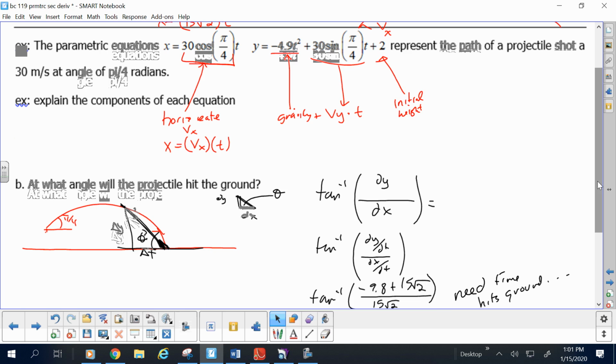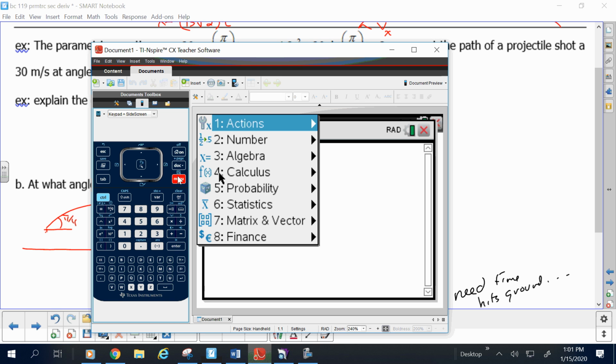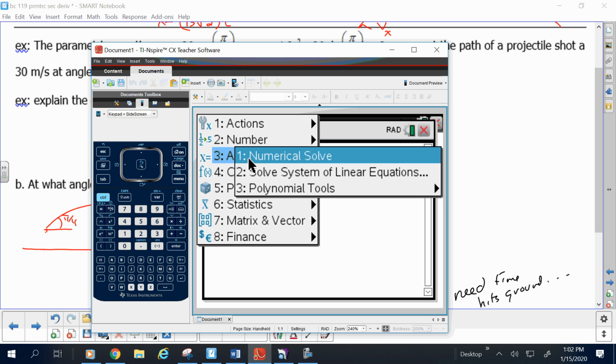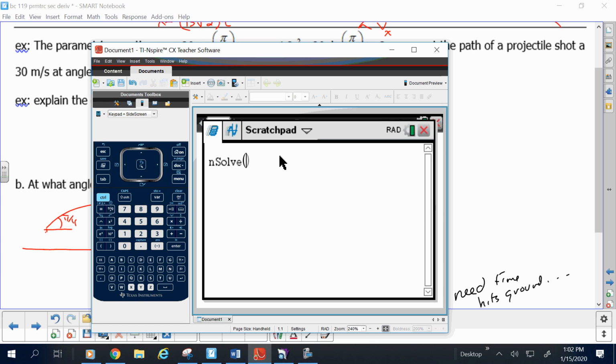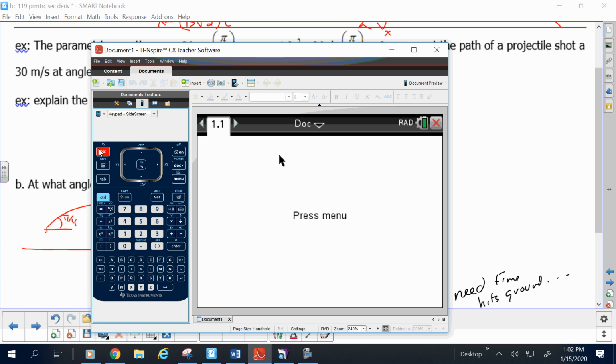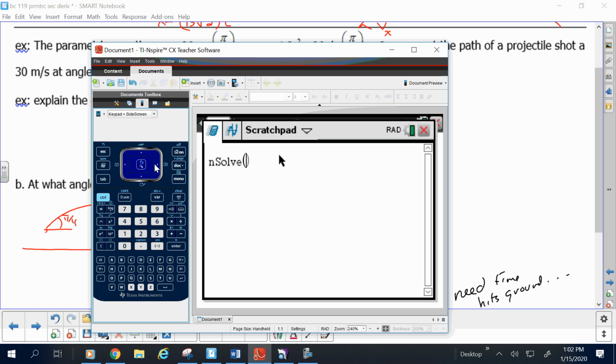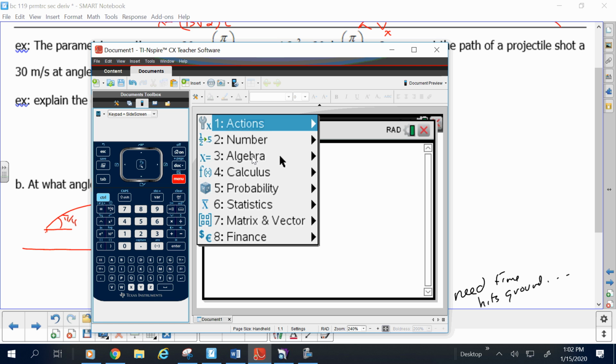However you choose to do it. I've been playing around with this polynomial tools thing here. I don't know. No, that's not it. I thought there was an easy way to solve polynomials or quadratics based on the degree, but I can't remember where I found it. Now I can't find it again.